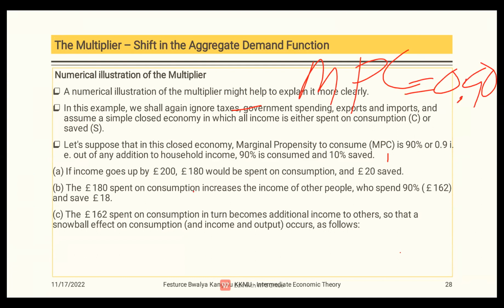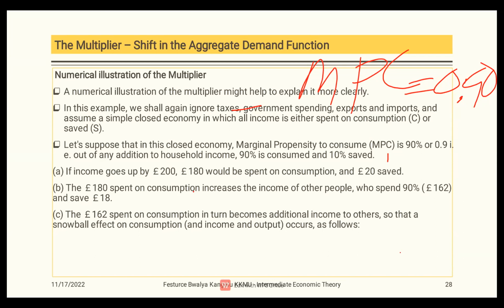Then for any additional income to households, 90% is what is consumed, and the 10% is saved. Because we said the marginal propensity to consume plus marginal propensity to save is equal to 1, or 100%. So if income grows by 200 kwacha, 180 would be spent on consumption and 20 would be saved.